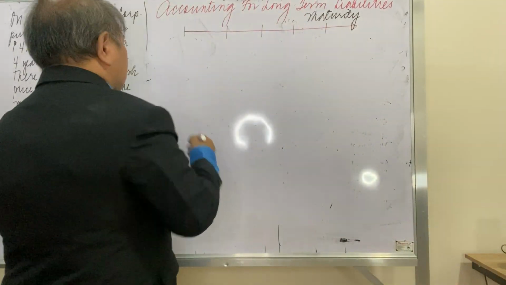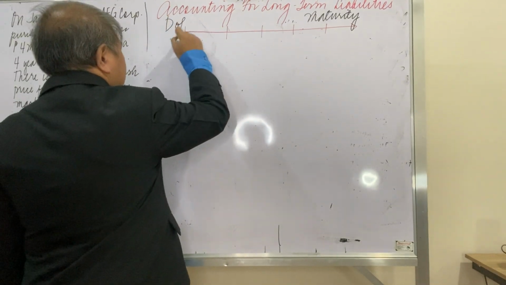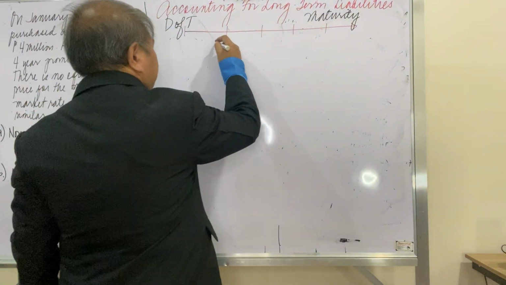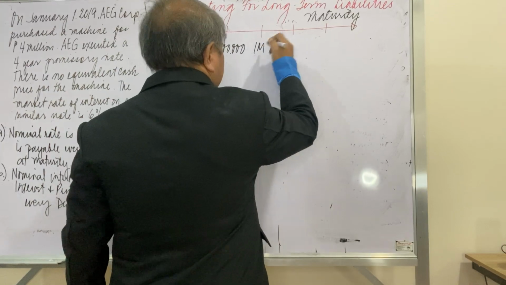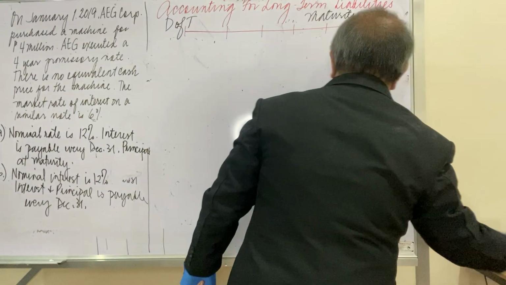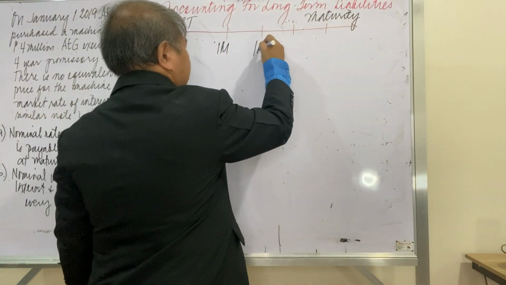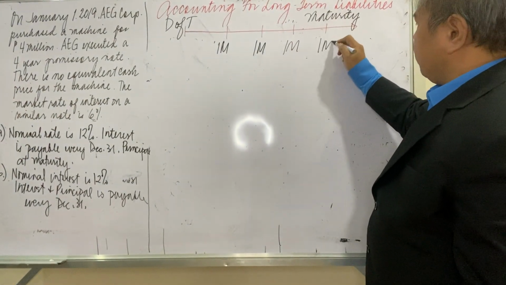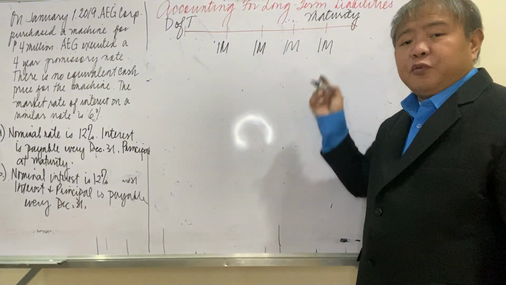Again, this is the date of the transaction. Every year, there will be a payment to principal amounting to 1 million pesos. So 1 million, 1 million, 1 million, and 1 million pesos. Therefore, at the end of the 4th year, the principal is already fully paid, right?